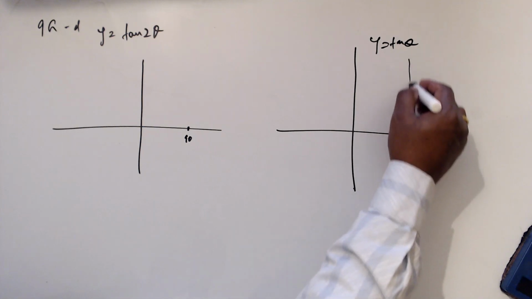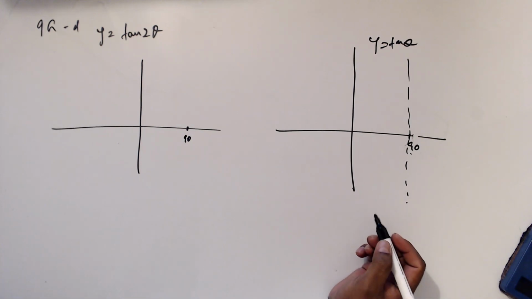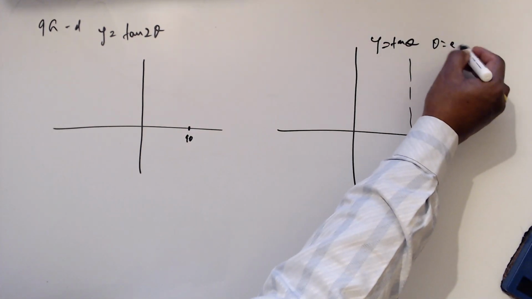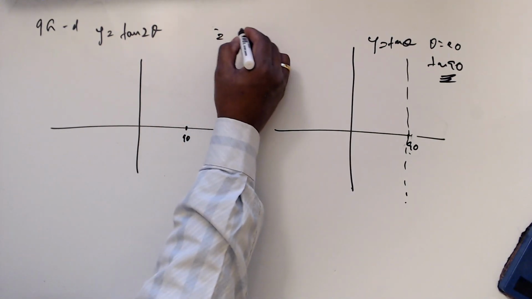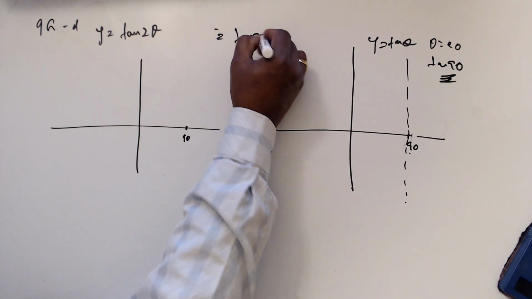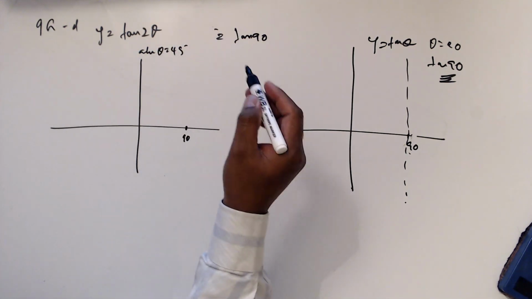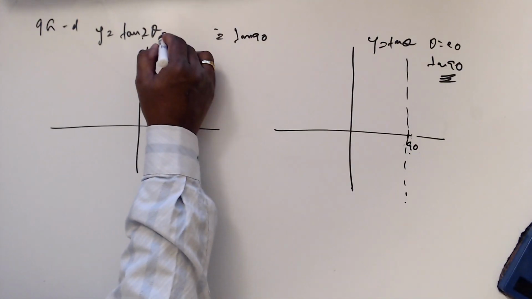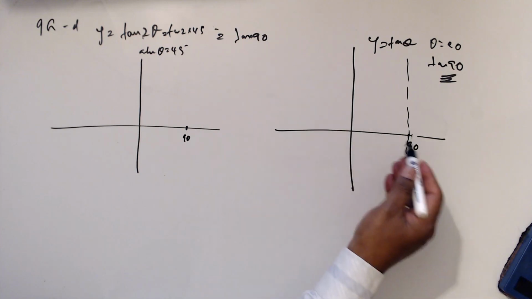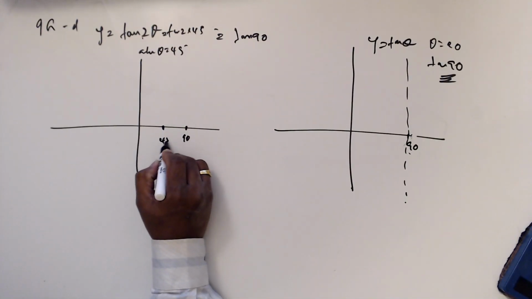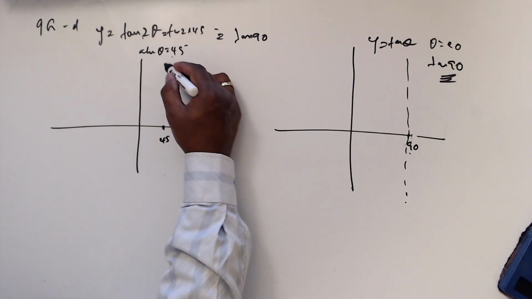y equals tan theta graph, the asymptote is at 90. When theta equals 90, tan 90. But here you will get tan 90 when theta equals 45. When you substitute tan of 2 times 45, that is 90. You don't need to wait to go up to 90. The asymptote you will get at 45. Because when you put 45, tan 2 theta makes 90.